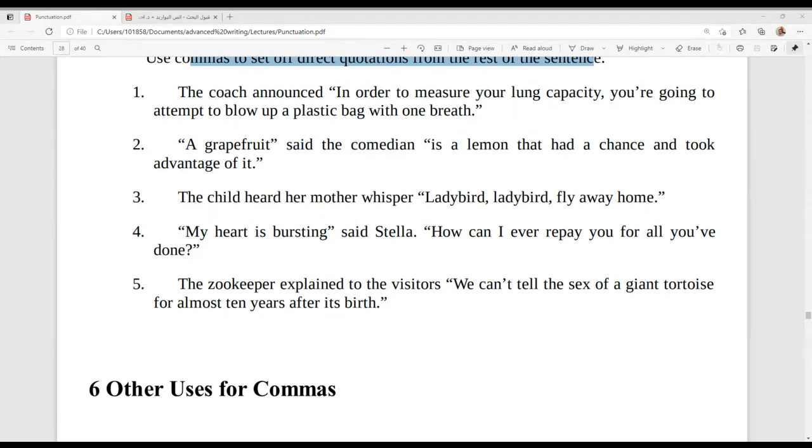The child heard her mother whisper, lady bird, flew away home. Yeah, whisper. My heart is bursting, said Stella. Yeah, bursting. The zookeeper explained to the visitors, we can't tell the sex of a giant, etc. Visitors here.